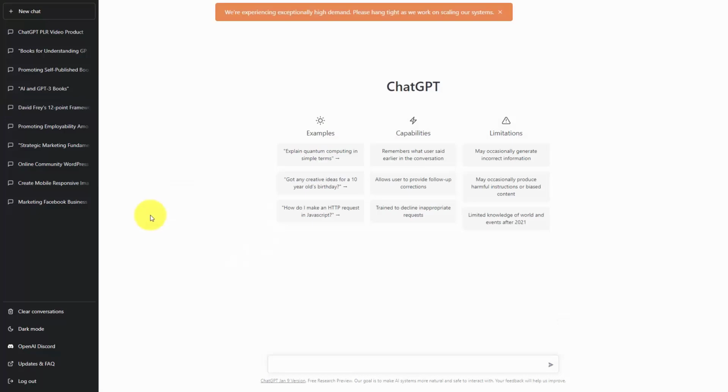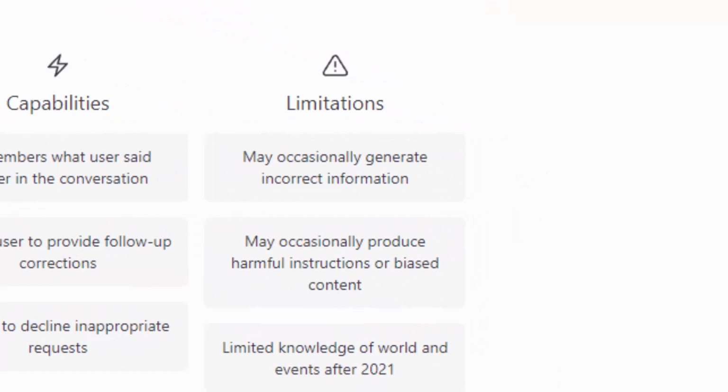At the same time, you must realize ChatGPT's limitations. It does generate incorrect information. It also might produce information or lines or content that may be harmful to your brand or harmful in general. It also is limited to the content that was on the internet. Now, as of the recording of this video, ChatGPT is limited to the world and events as of 2021. That could change by the time you are looking at this video.